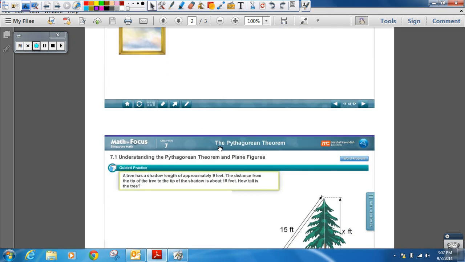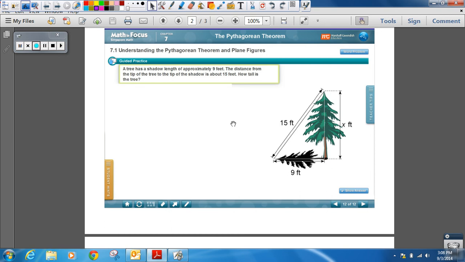The last one here is you are given a tree and they measure the shadow and they know the distance from the tip of the tree to the shadow is 15 feet. They want to know how tall this tree is. So this is a way of indirectly measuring a tree. So if I look here, the 90-degree angle down here, the side opposite of that is my hypotenuse, which is my c. The other two are interchangeable, so I'm going to use a and b.